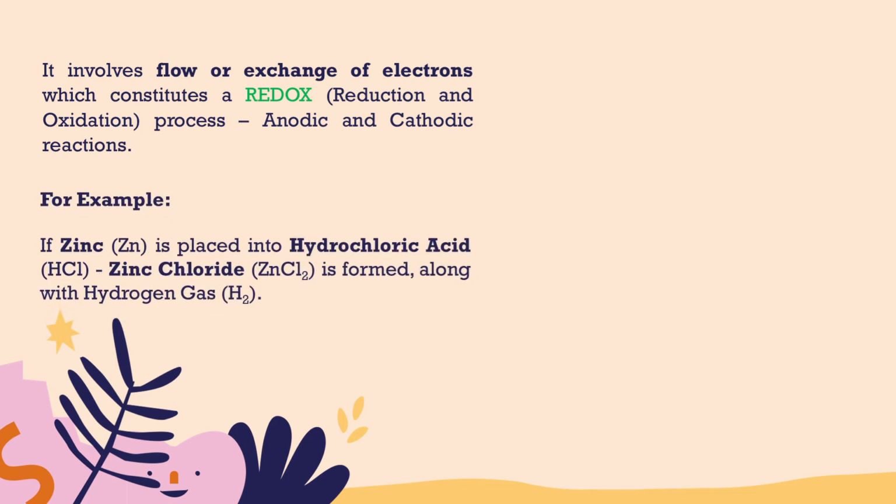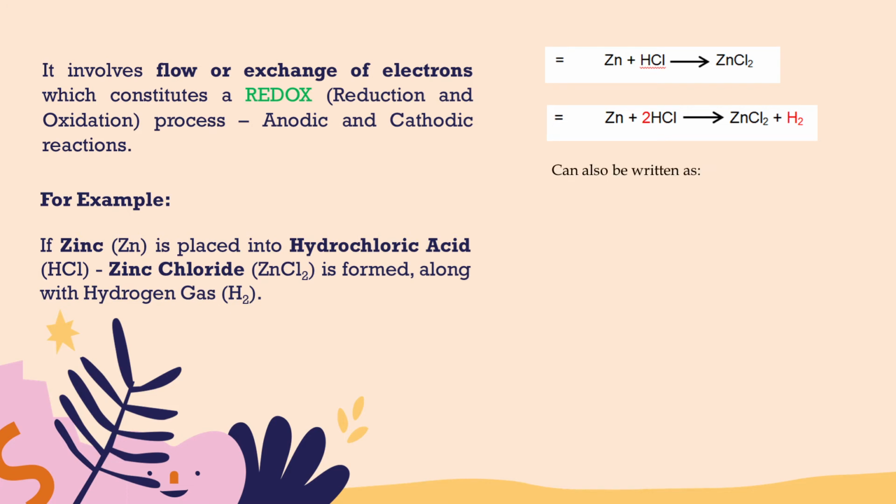For example, if zinc, Zn, is placed into hydrochloric acid, HCl, zinc chloride is formed, along with hydrogen gas, H2. To balance the equation, we are going to add a base 2 beside the HCl, and hydrogen gas, H2, on the right side of the equation. The equation above can also be written as this one.